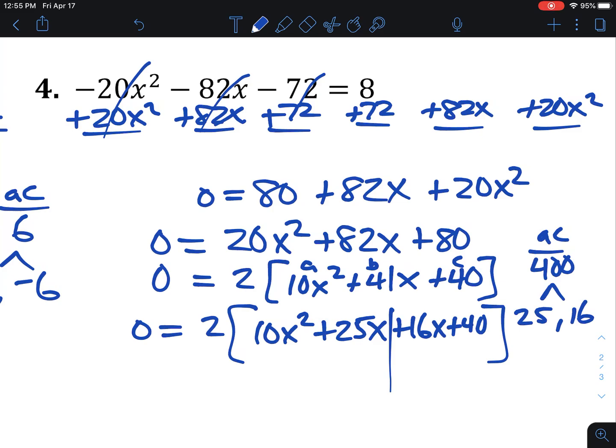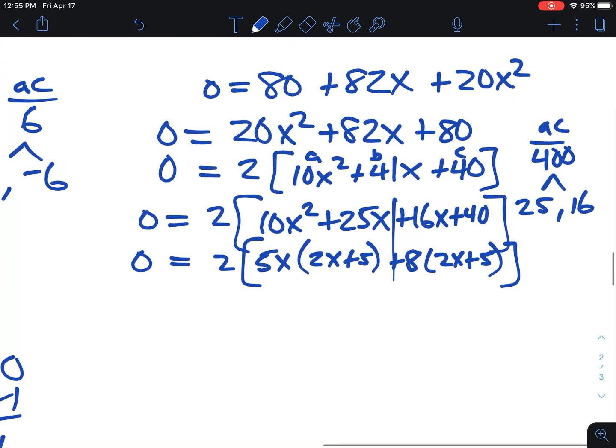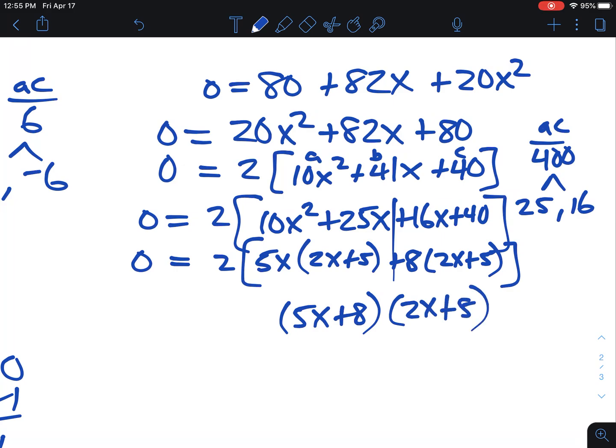Do our GCF of each part. This would be 5x times 2x plus 5. We're hoping this is also 2x plus 5, and it is when you factor out an 8. Make sure it's positive. Bring down the 2 and this equals 0. So this is 5x plus 8 times 2x plus 5, all times 2 equal to 0.